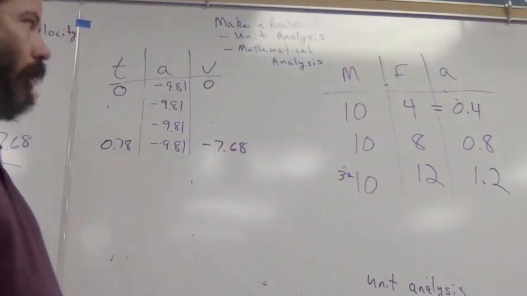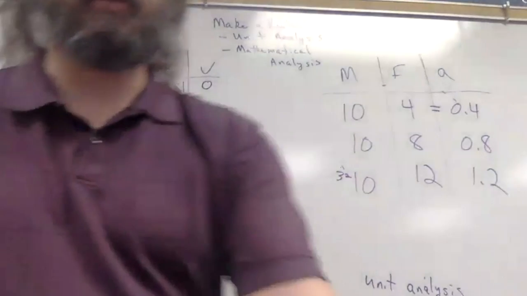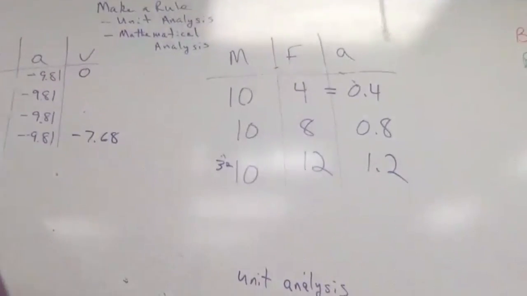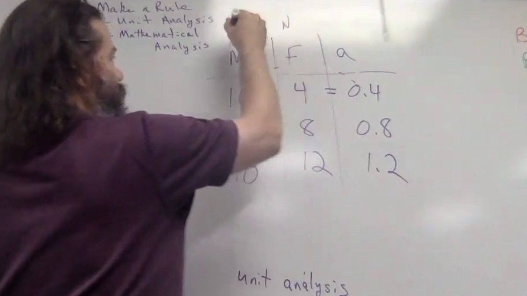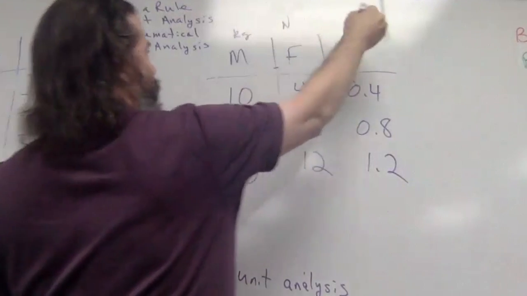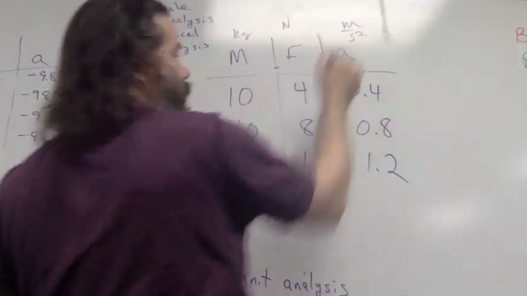Pretty cool. The other version of dimensional analysis that you might have to look at real quickly is one where it's a derived unit we're looking at. So we've got force in newtons, mass in kilograms, and acceleration in meters per second squared.